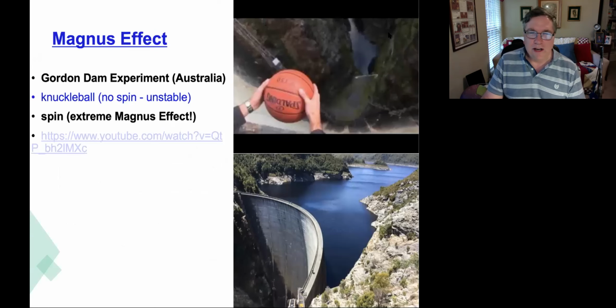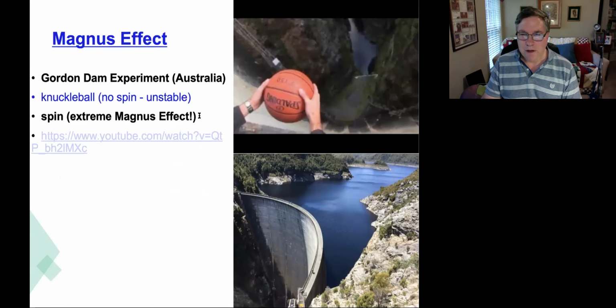Now we're going to see an extreme version of the Magnus effect by looking at this Gordon Dam experiment that was conducted in Australia with a basketball. What we're going to do is compare a basketball that's dropped with no spin, like a knuckleball, so it's incredibly unstable. Then we're also going to take a look at what the effect of the spin is.